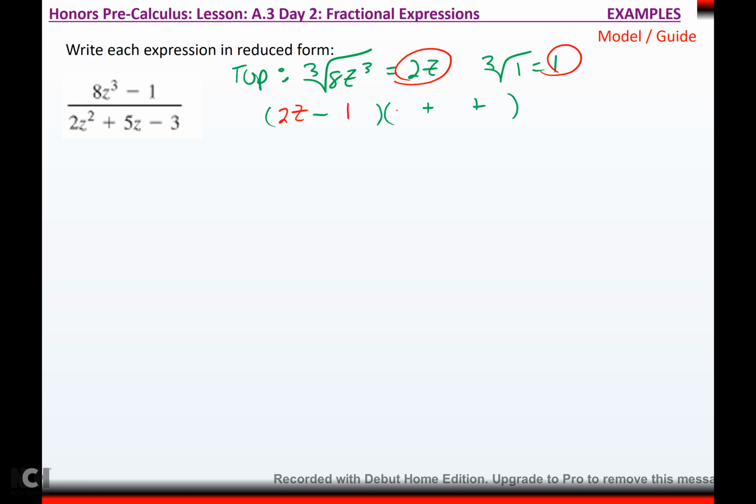So 2z times 2z would be 4z squared. 1 times 1 would be 1. And multiply them together for the middle would be 2z. There's my top. Okay?